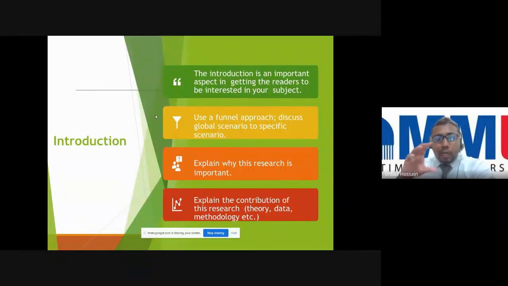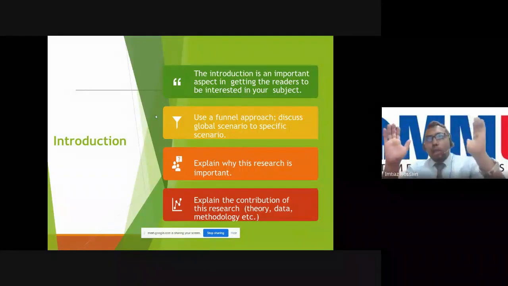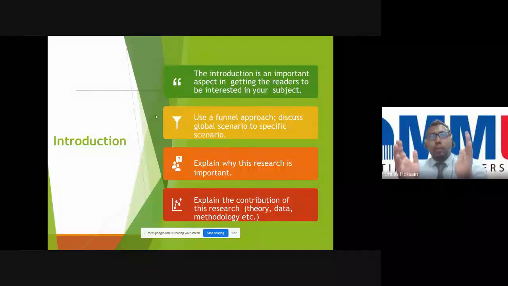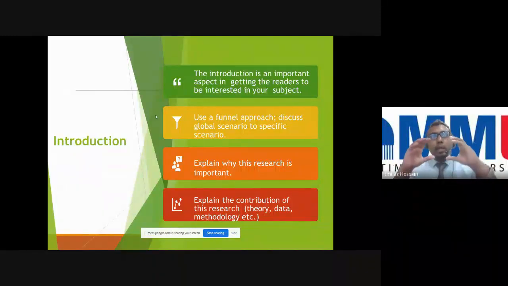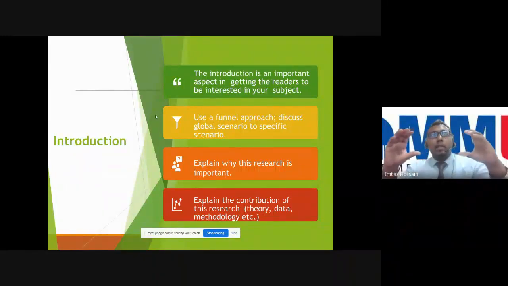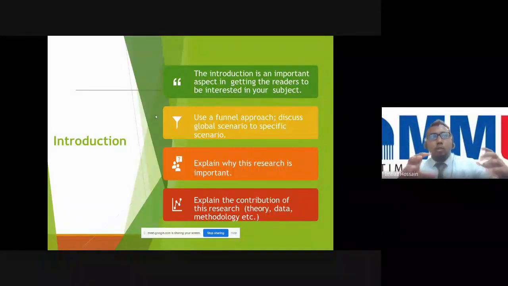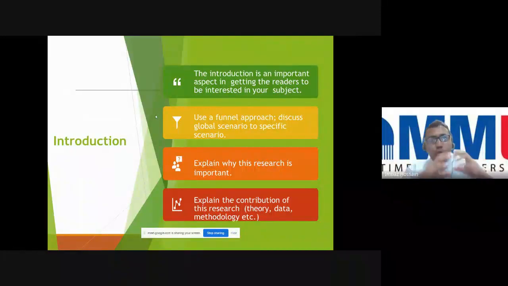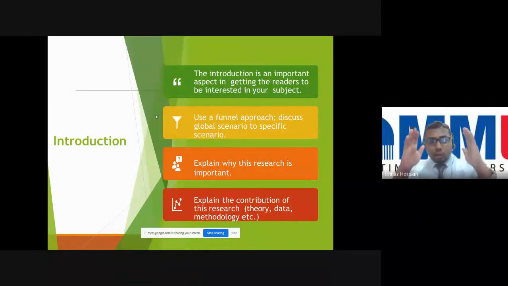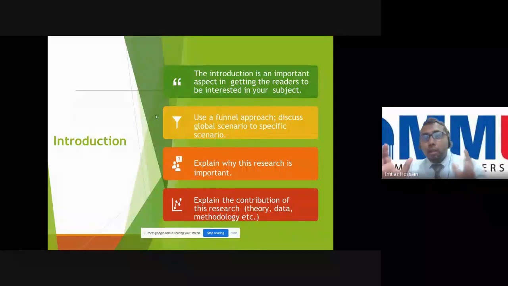Okay, so try to keep concise sentences in the introduction and use the funnel approach. Use the global aspect at first, then the regional aspect, then the local aspect. That means your problem, what actually is the evidence in the global area. Then you discuss the regional, your Asian context or Arabian context or African context. Then you go to your local context, like ASEAN or your country context. So this way you can use the funnel approach to make it a storytelling way.